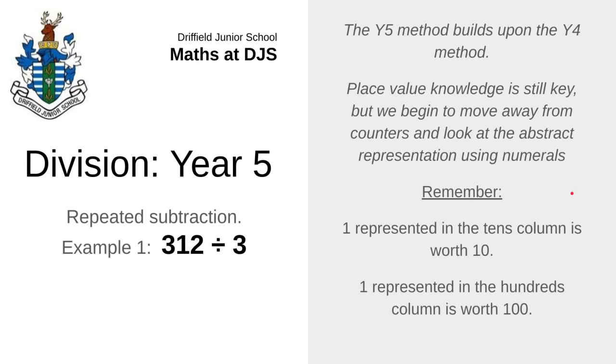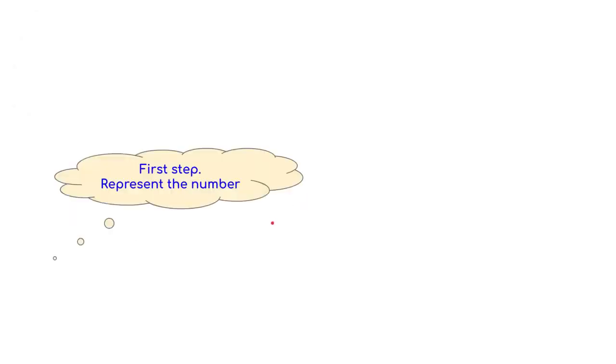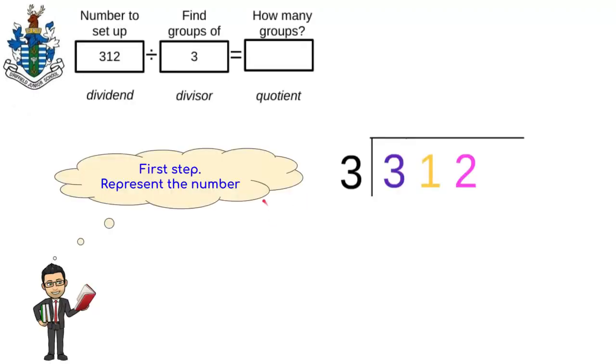Before we begin, a place value worth remembering is that 1 in the tens column is worth 10, and 1 in the hundreds column is worth 100. The example calculation we're going to do is 312 divided by 3. So our first step is that we set it up. We've got our dividend of 312 here. We put the divisor outside.